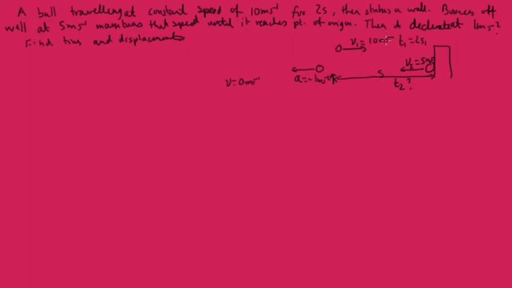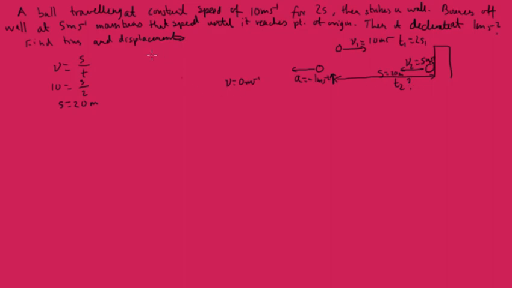So first of all, because the velocity is constant here, we can find that displacement because the velocity is going to be s over t. The velocity is 10 over some displacement over 2, so s must be 20 meters. So let's just put that there.